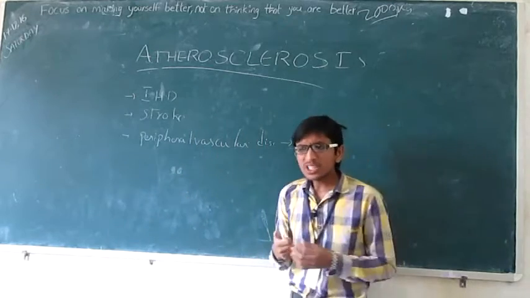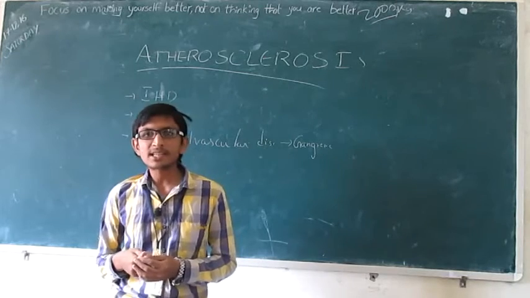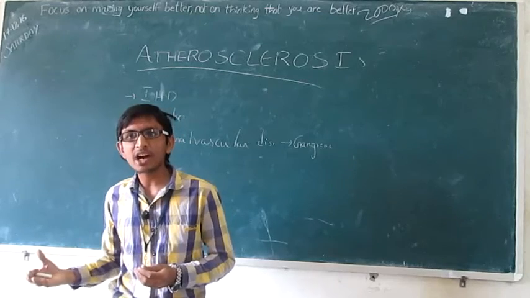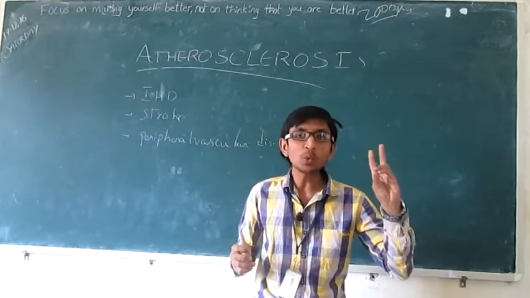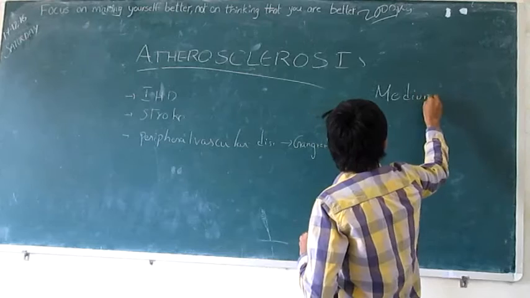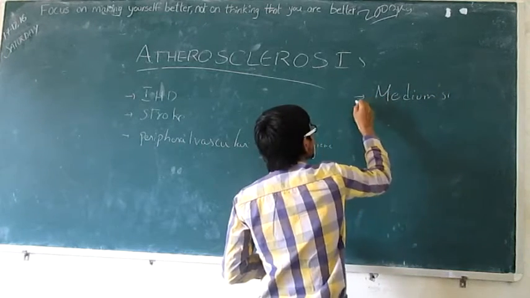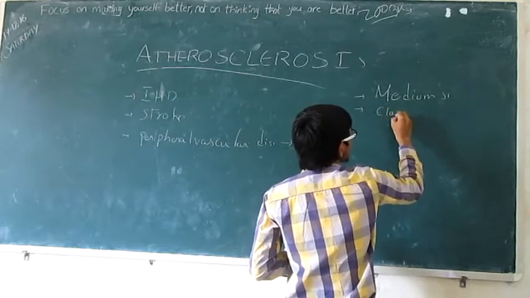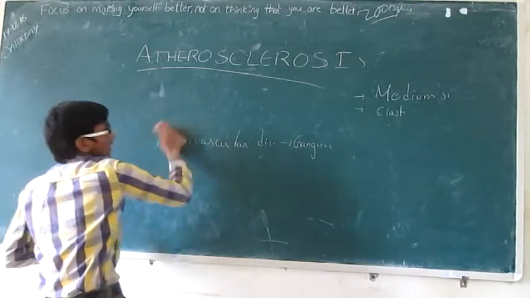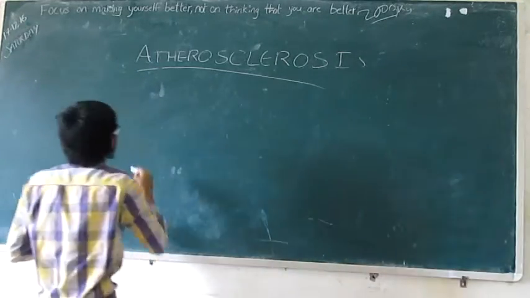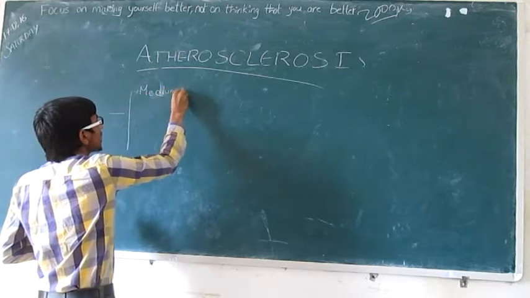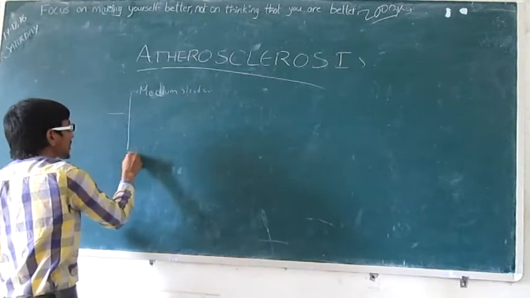Do you think atherosclerotic plaques exist in each and every artery? See friends, in our body we have two types of arteries. One is medium-sized arteries, and the other one is elastic arteries.